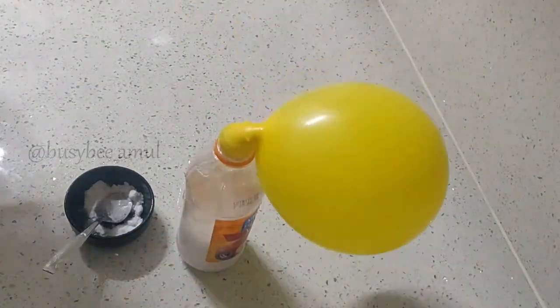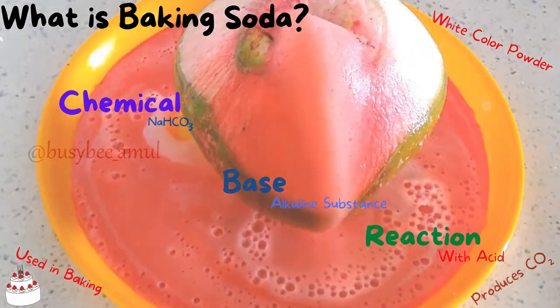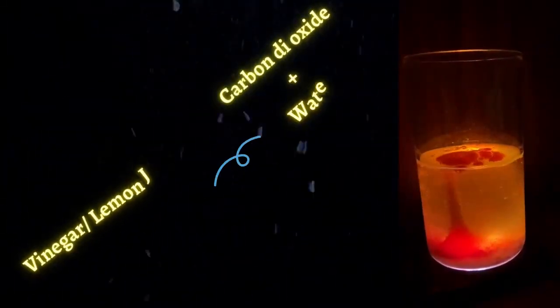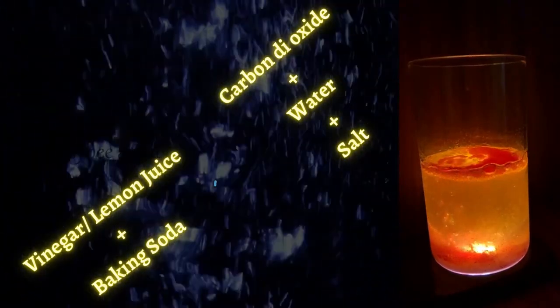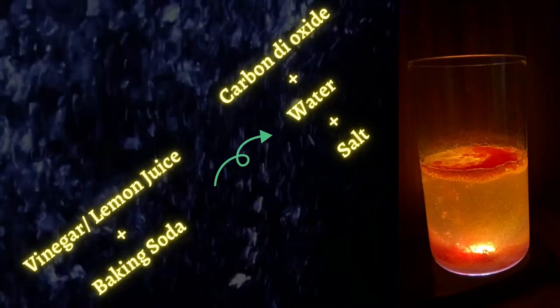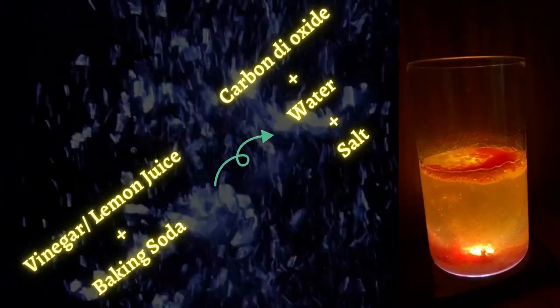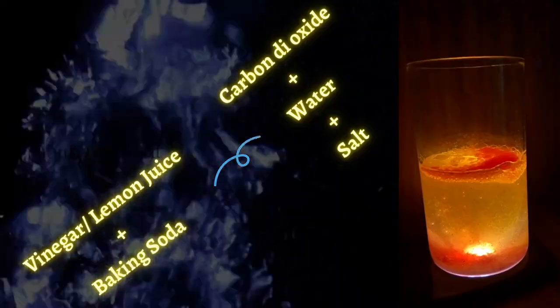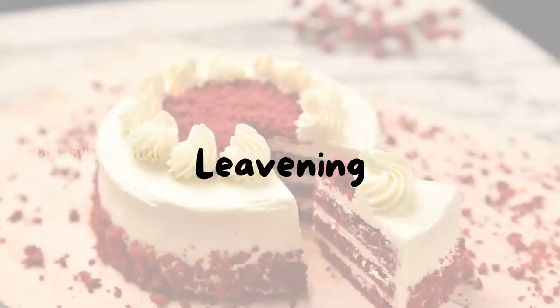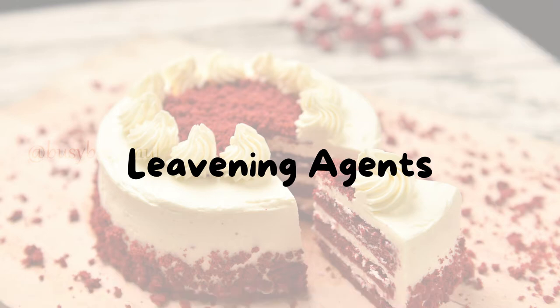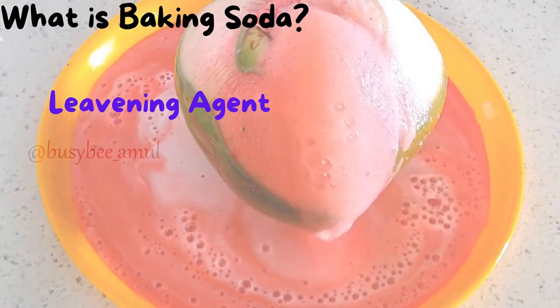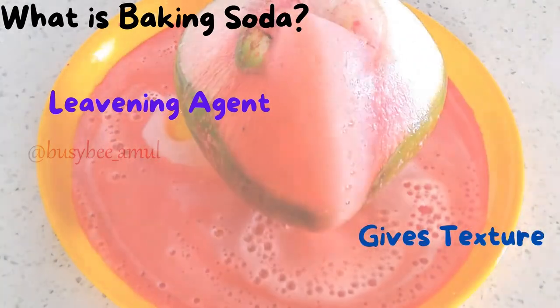Almost all those experiments we did were based on the acid-base reaction. When we added vinegar or lemon juice to baking soda, there was a reaction and carbon dioxide gas started escaping, giving out all those bubbles. That is what happens even during baking a cake. In baking terms, this is called leavening or raising. Leavening is nothing but the bubbly reaction that softens or lightens the texture of the cake. And the substances that help with leavening are called leavening agents. So now we know that baking soda is a leavening agent and it gives texture.